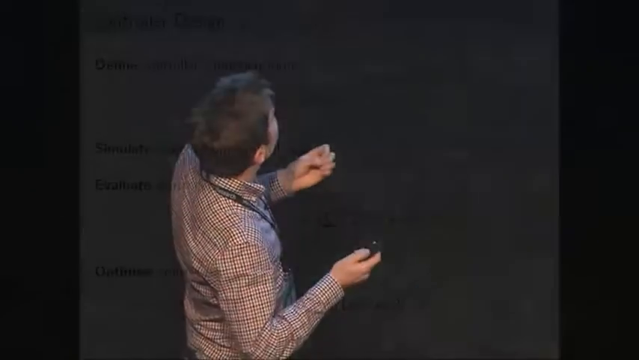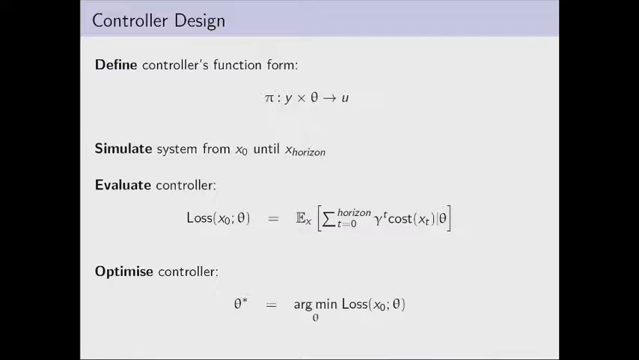Okay, so what's a more concrete way of saying exactly that? What we first do is we define a controller. We define a controller's functional form, which is fixed. And there's a particular parameterization theta that we're trying to find. The controller takes in that observation together with a parameterization and outputs a control signal. Okay, so with our simulator, what we can do is we can simulate from our current position, x naught, up until some future time horizon.